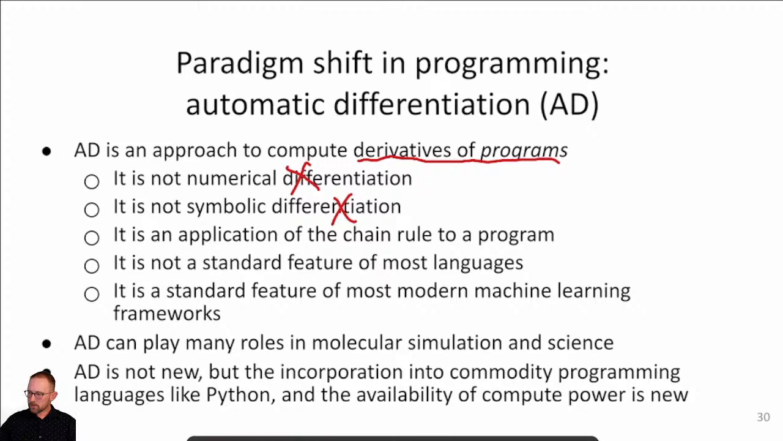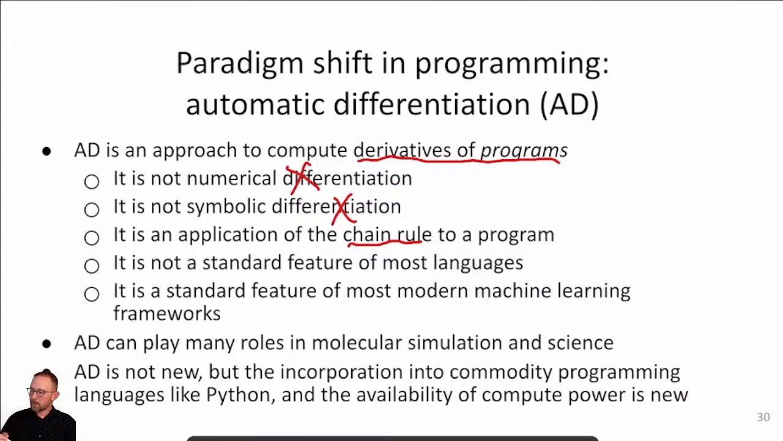It's also not symbolic differentiation. You might be familiar with Maple or Mathematica, and those have a way of calculating symbolic derivatives, and they often are not very good for what we need. So automatic differentiation is an application of the chain rule to a program. And it's now a standard feature of all the machine learning frameworks like TensorFlow and PyTorch, Chainer, and some others. And I think it's going to have a lot of roles in molecular simulation and science.